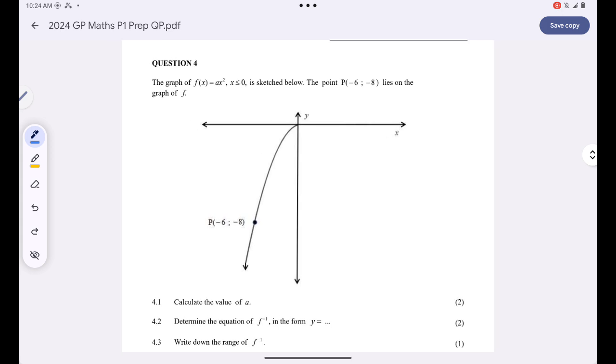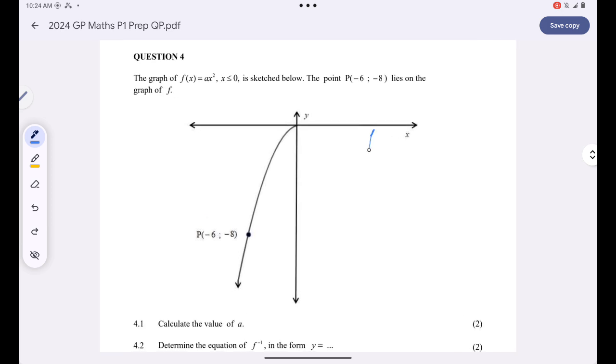Okay, the graph of f of x is given to us and we are told the domain of f of x. Okay, and then the point P lies on the graph of f. The first thing they want us to do is to calculate the value of a. Okay, I know that f of x is equal to a multiplied by x squared.